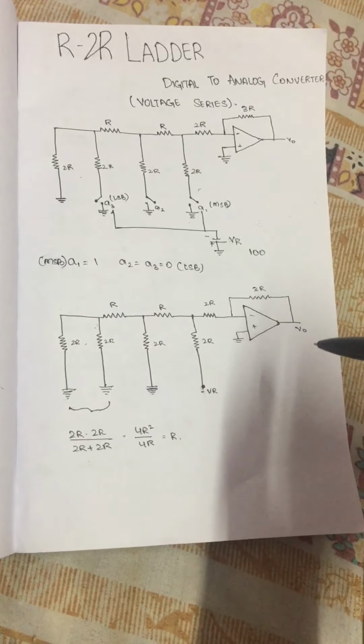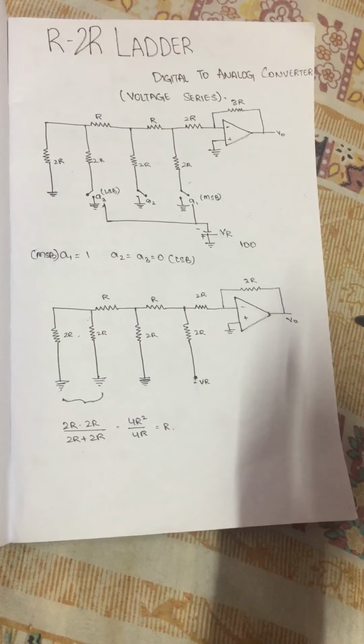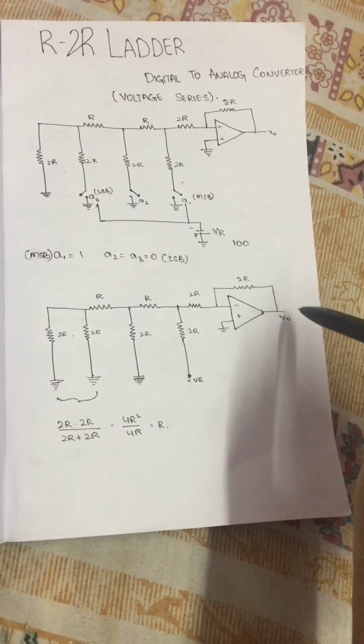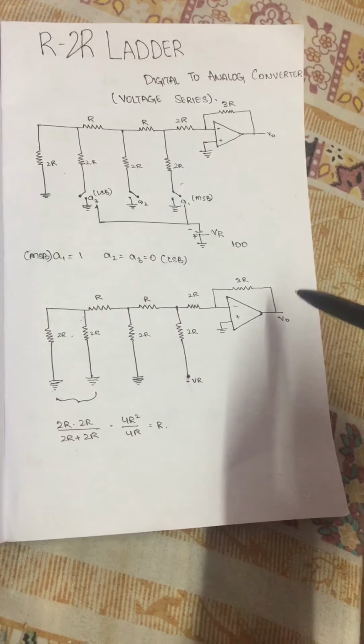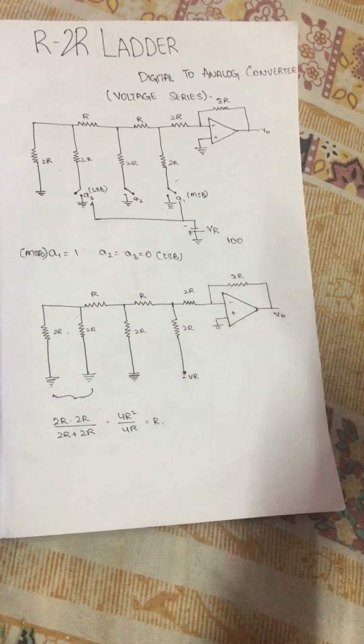In this video, we are going to discuss the R2R ladder DAC. DAC is nothing but digital to analog converter. In R2R DAC, we have a voltage switch and current switch network. Both processes are similar. The intention of both circuits is similar. You can take any one.